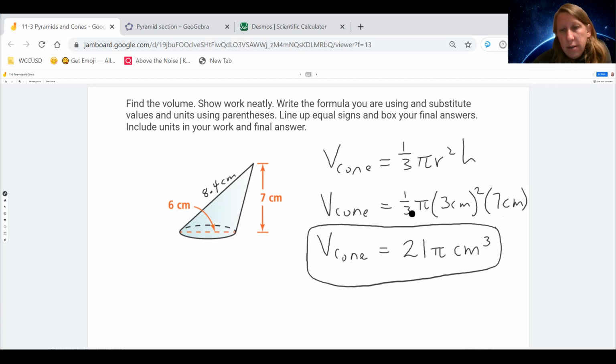So that's 1/3 of 9. This is 9 centimeters squared. I'm not showing that very well, but okay. And then I did 1/3 of 9 is 3, and 3 times 7 is 21. Again, number, irrational number, and then units.